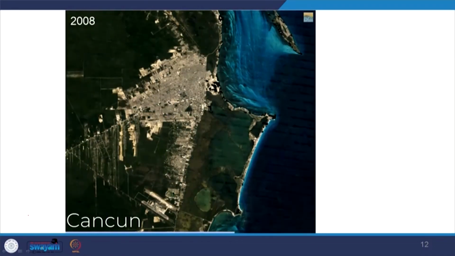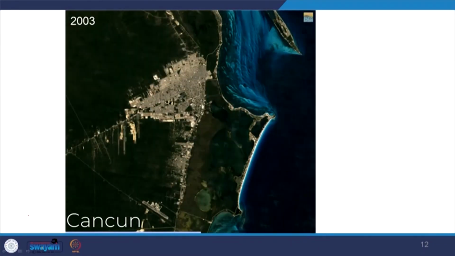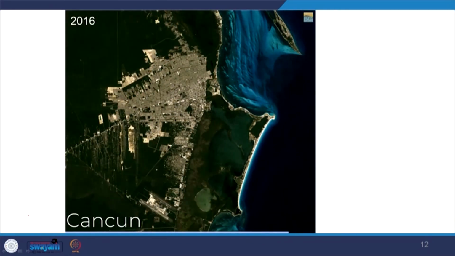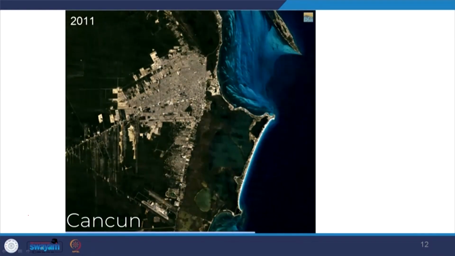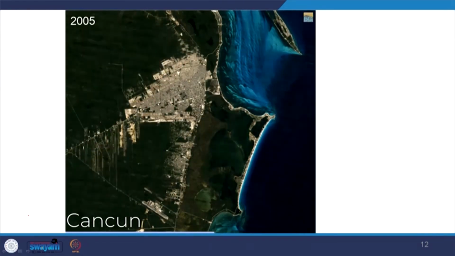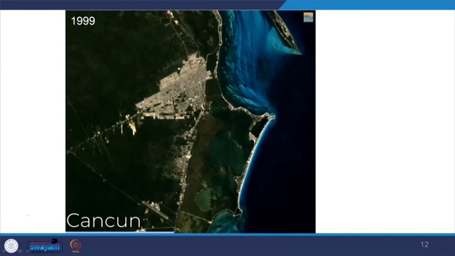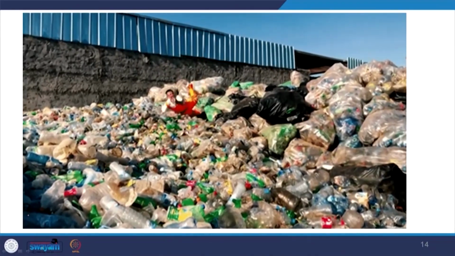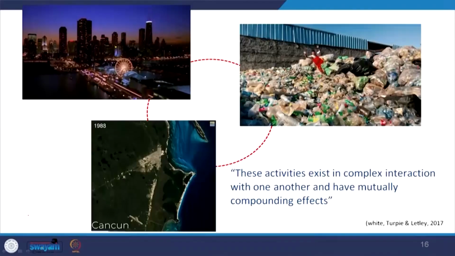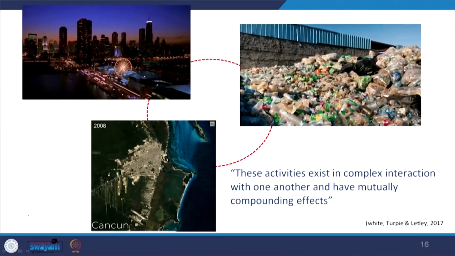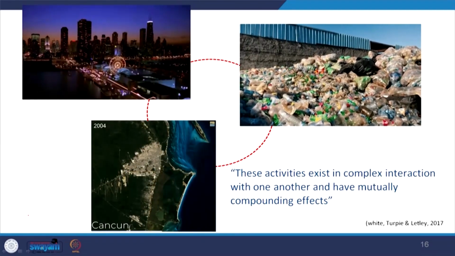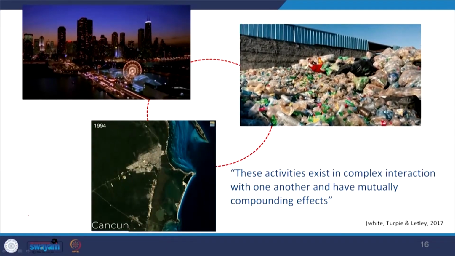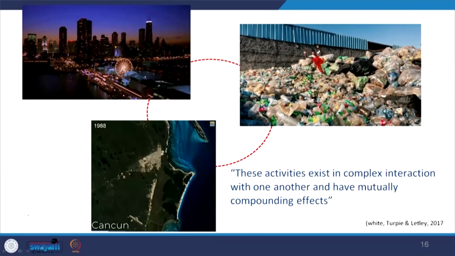We also witness transformation of natural environment like agricultural field. We are transforming agricultural field into the built environment. Further, we see forest is also being converted into built environment in many cases as we extend our boundaries and our needs expand. We also see generation of waste, including atmospheric emissions, wastewater and solid waste. In any urban space, these activities exist in a complex interaction with one another and have a mutually compounding effect. So they all interact with each other and together they impact the environment.